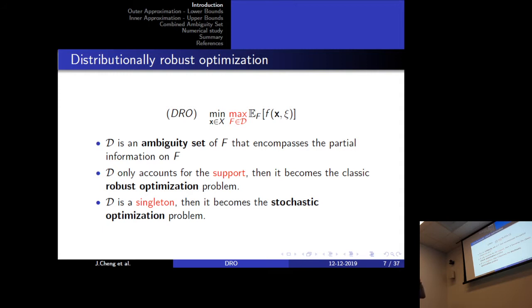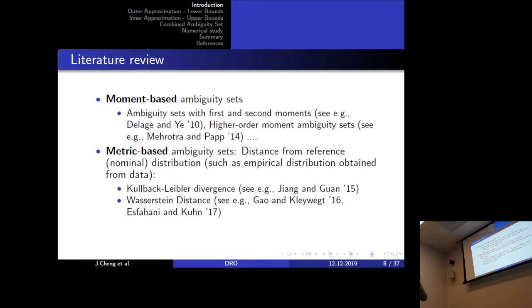So how to create a D? That's the question, right? Most of the research in the DRO just considers two types of ambiguity set. One is a moment-based ambiguity set. That means you know the information about moments. For instance, you know the mean, that's the first moment, right? You know the covariance, that's the second moment information, right?